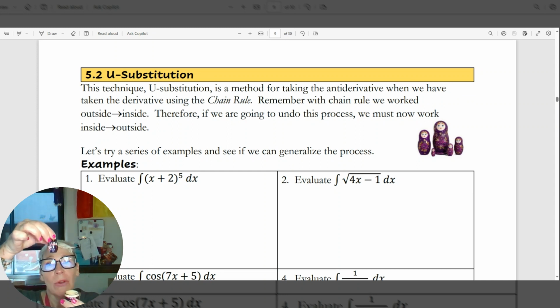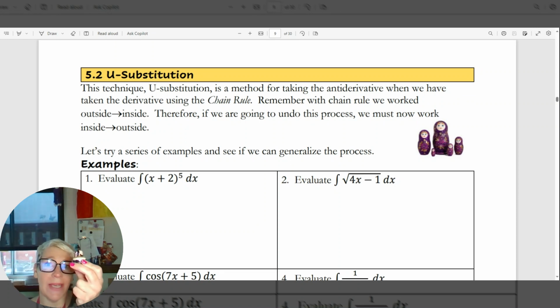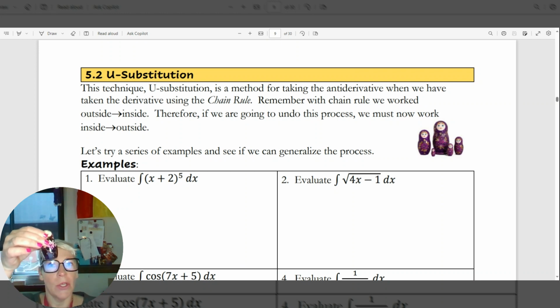Meaning we're going to now look for what's most nestled, the piece or the function that is most inside, is what we're going to have to identify first. After we've done that, we are then going to work our way back to the outside. So we're doing the entire process of chain rule in reverse. Best way I know how to teach this is to just do a bunch of examples, and then we'll start to see what the process looks like.